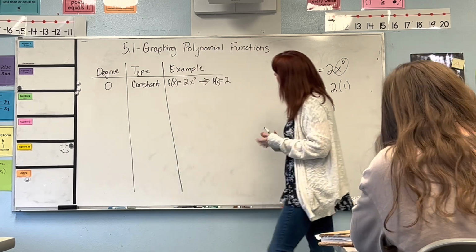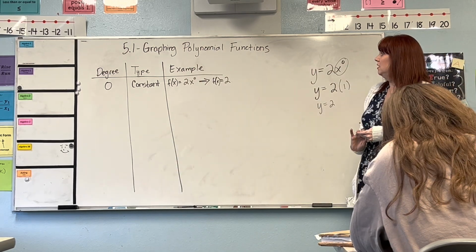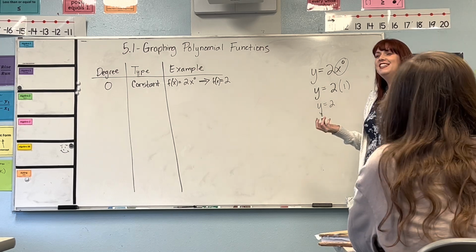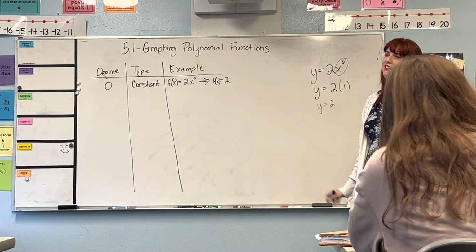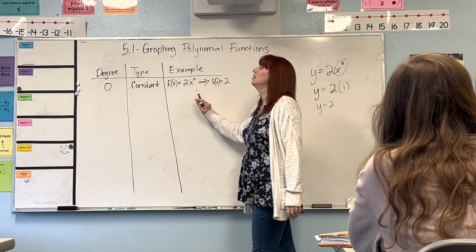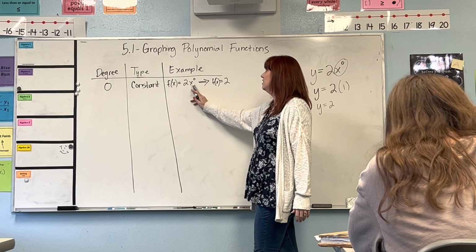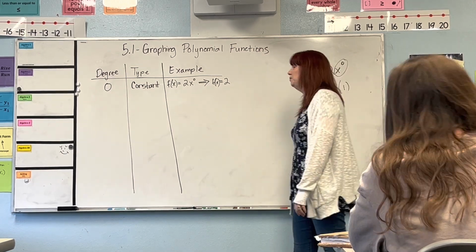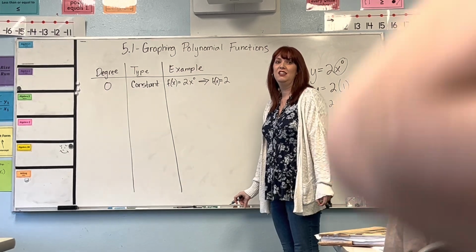Why is the arrow fancy? Is that just because of how you draw it? Sometimes that's just math. So it doesn't mean anything? No, I think technically it means therefore, or yields. f of x equals 2 times x to the 0, therefore f of x equals 2. I think that's what it means. I thought it meant yield.